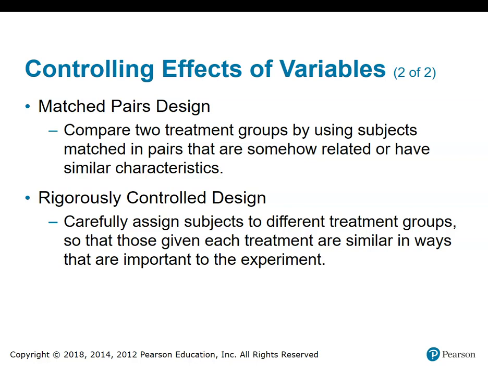Matched pairs design: compare two treatment groups by using subjects matched in pairs that are somehow related or have similar characteristics. And rigorously controlled design: carefully assign subjects to different treatment groups so that those given each treatment are similar in ways that are important to the experiment. Now that gets into a little more than we're going to do in this course, but just so you are aware that you can try to avoid those confounding things.